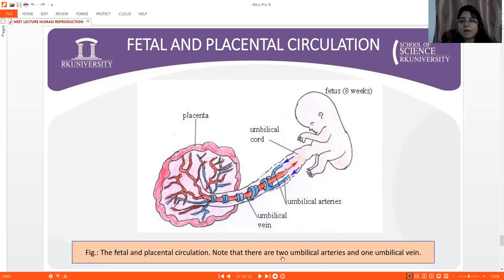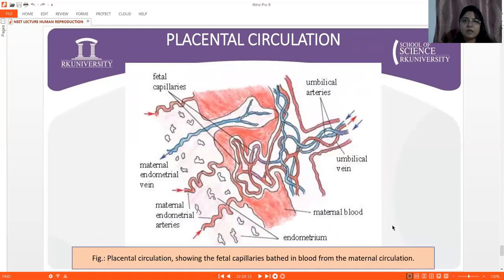The important part is that there are two umbilical arteries and one umbilical vein for the baby, the fetus. This figure gives the information of how the placental circulation takes place, showing the fetal capillaries bathed in the blood from the maternal circulation. Here you can see the maternal endometrial vein and the maternal endometrial arteries. These are the fetal capillaries, these are the endometrium, and this is the maternal blood. Within this maternal blood, the fetal capillaries are attached.